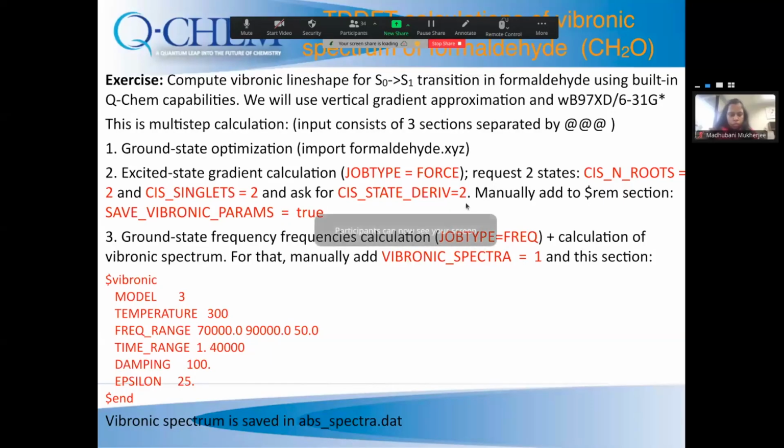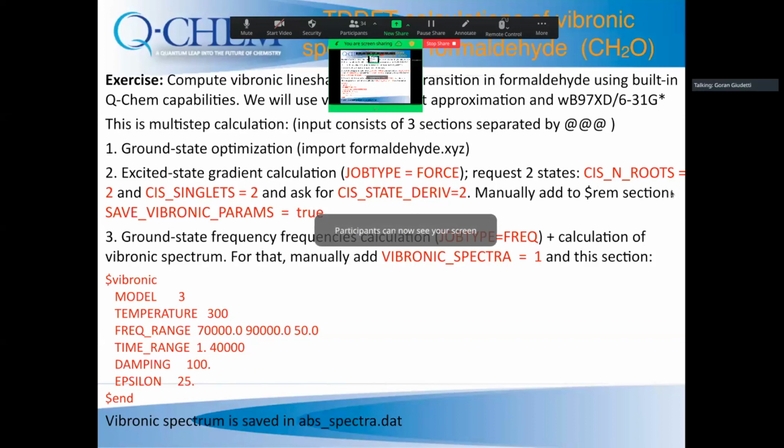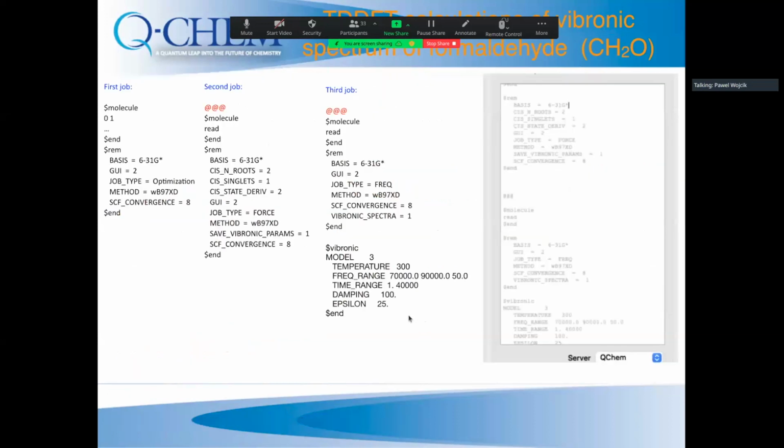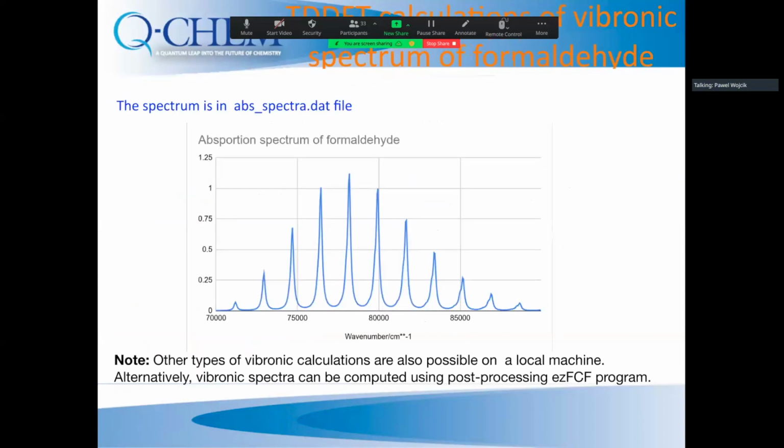All right, so I hope by now you'll be able to see my screen. This is the exercise which Dr. Krylov has introduced, where the electronic transition of formaldehyde was resolved by its vibrational progression. And as Dr. Krylov has mentioned, that's the transition from the ground to the second excited state. The result of it is basically just one file that's called ABS spectra, and that file is separate from the Q-Chem output.